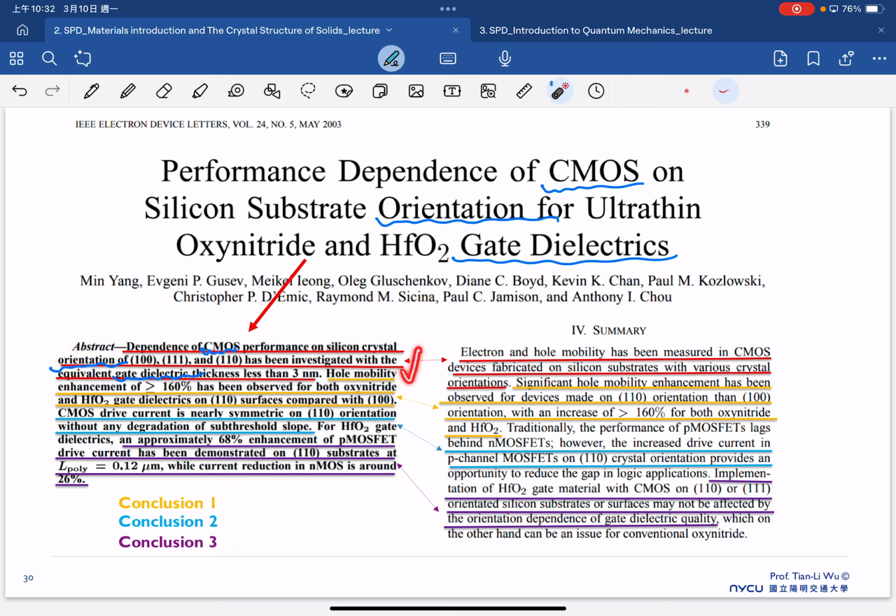So you can see in this paper, the first key point is here. The first one illustrates that there's a hole mobility enhancement in a certain orientation compared to another orientation. That's the first conclusion. The second one is that the CMOS drive current is nearly symmetric on a certain orientation, without any degradation of subthreshold slope. That's the second key point this paper tries to deliver. And then the third one is for the hafnium dioxide dielectric. There's around 68% enhancement on a certain orientation, with a certain current reduction. That's the third point.